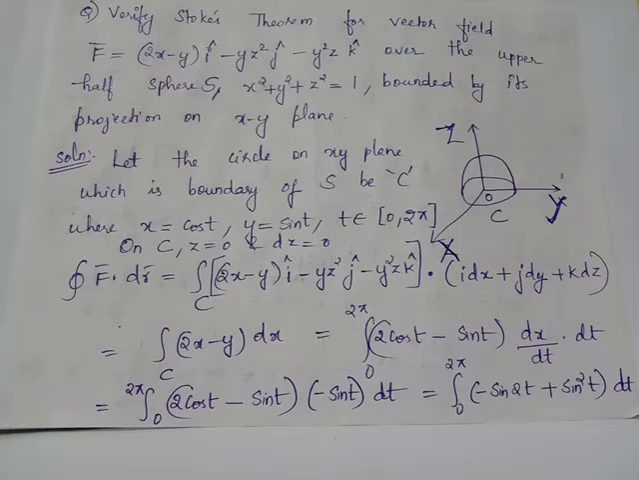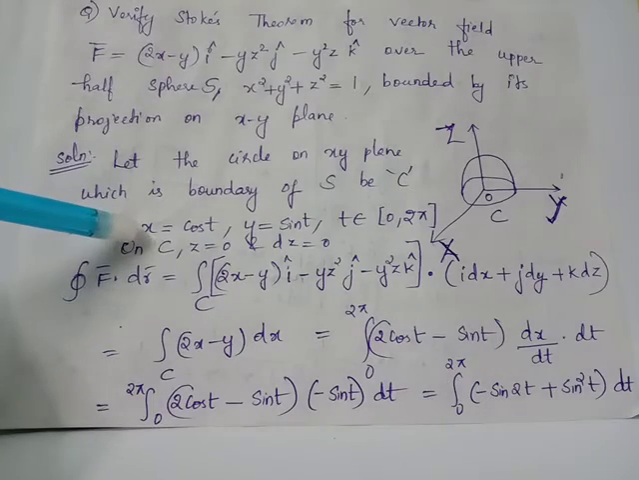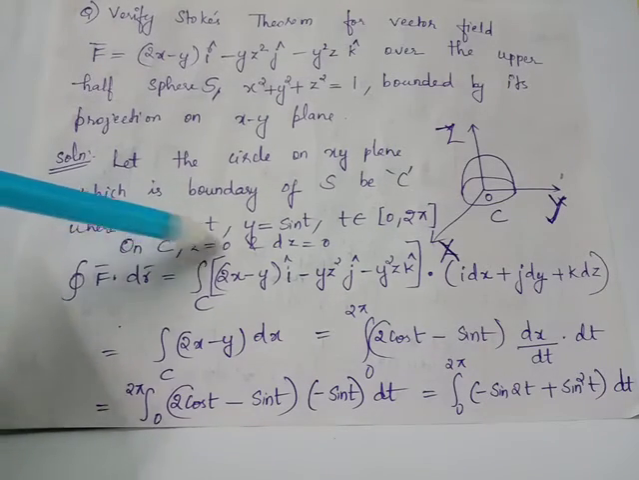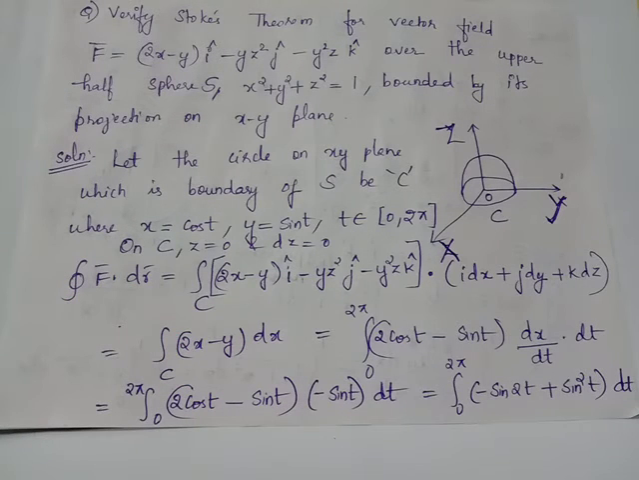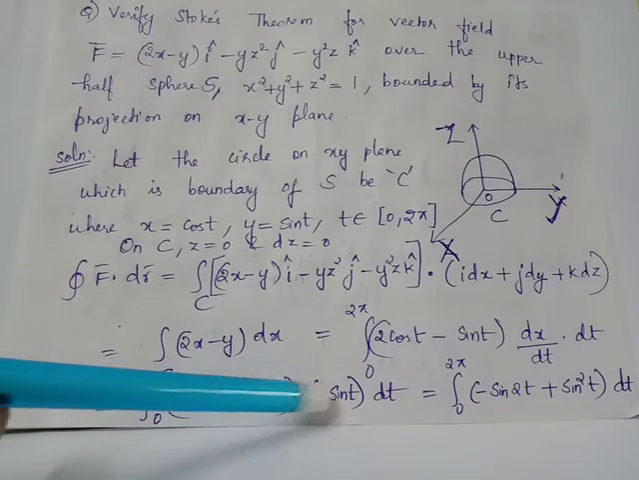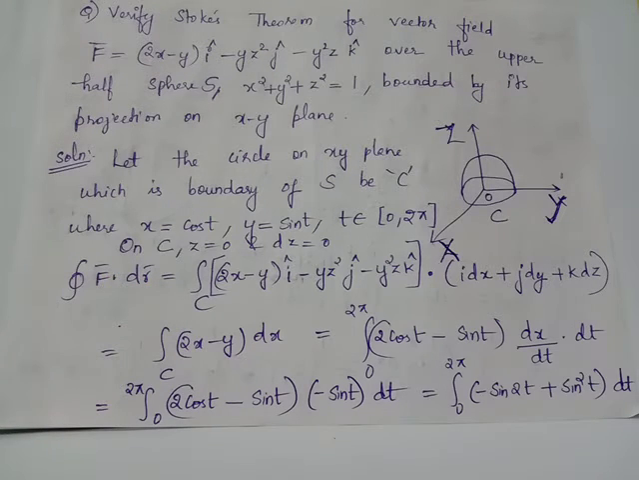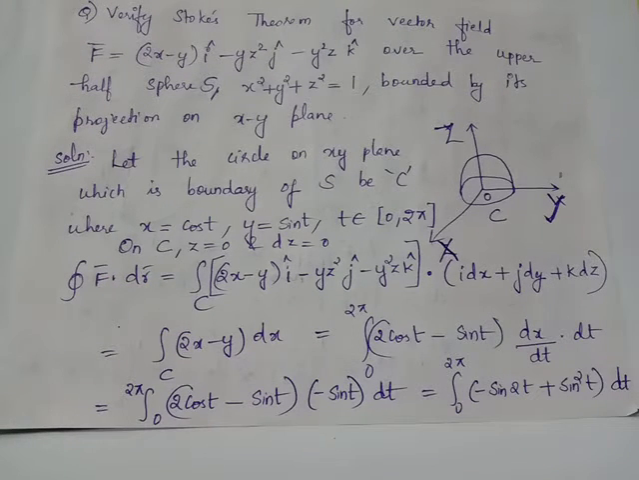Since C satisfies these parametric equations, we can replace x by cos t, y by sin t, and dx has to be replaced by dx by dt into dt, where dx by dt is the derivative of cos t with respect to t, which is negative sin t. Since 2 cos theta sin theta equals sin 2 theta, when you multiply 2 cos t with negative sin t, it becomes negative of sin 2t.